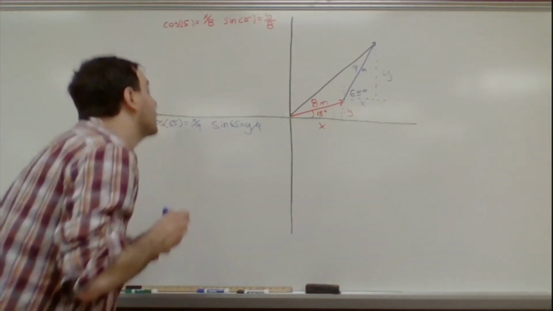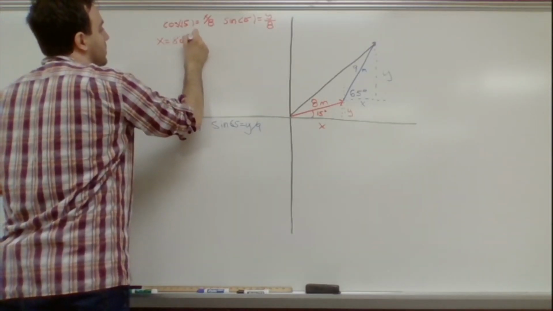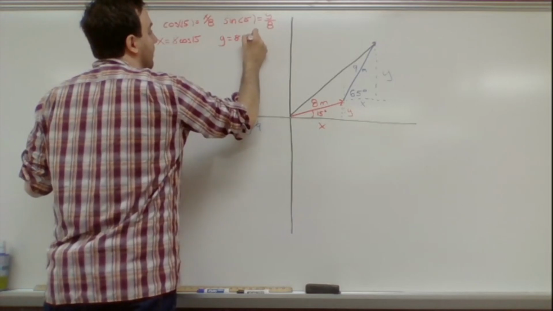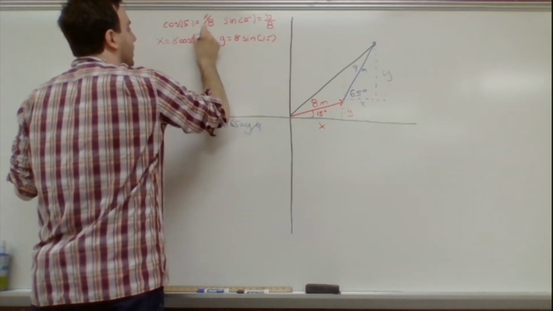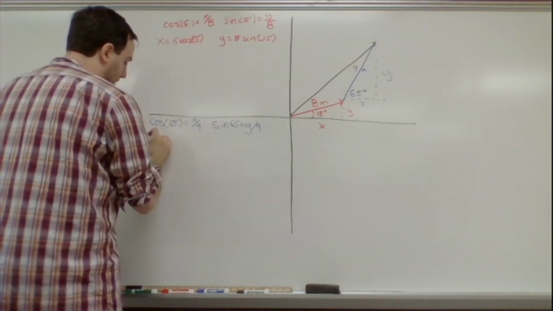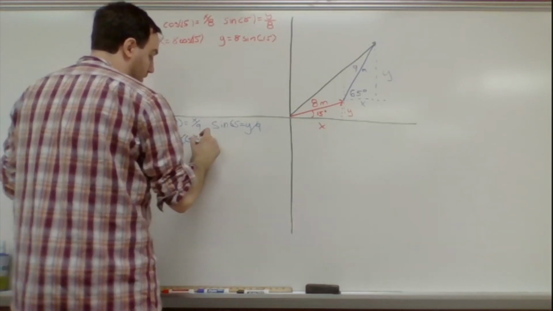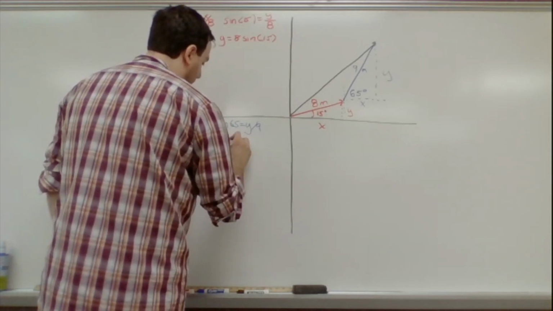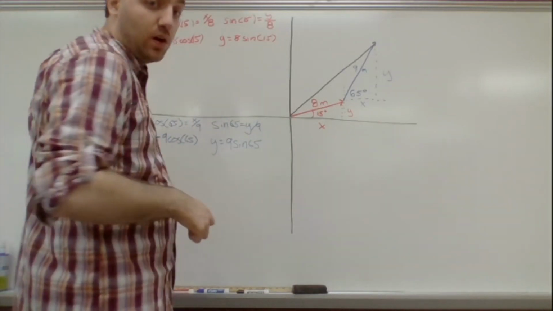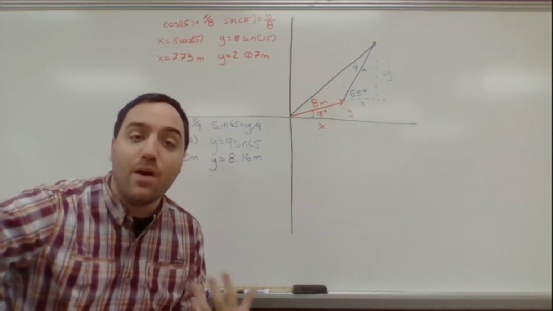So red x equals 8 cosine 15. Red y is 8 sine 15. Blue x is going to be 9 cosine 65. Blue y is going to be 9 sine 65. Plug these all into your calculator. Once you've got the individual components, now we need to add.